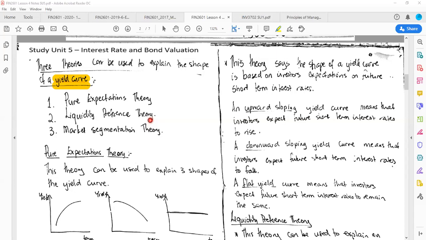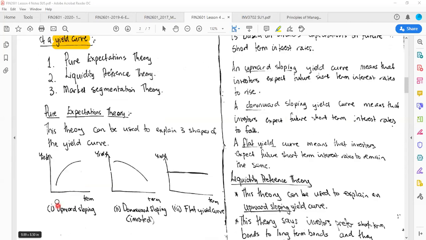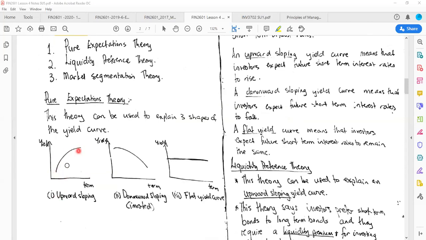So yield curves have different shapes. You can have a yield curve that's upward sloping. That means the cost of borrowing money in the future for longer terms is more expensive than the cost of borrowing money for shorter terms. Meaning if you want to borrow money for 20 years, it will be more expensive than for a year.